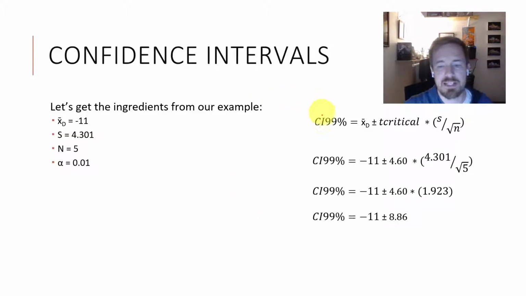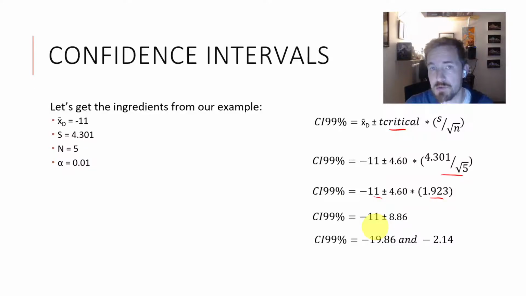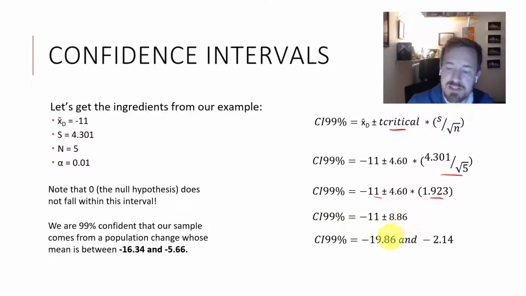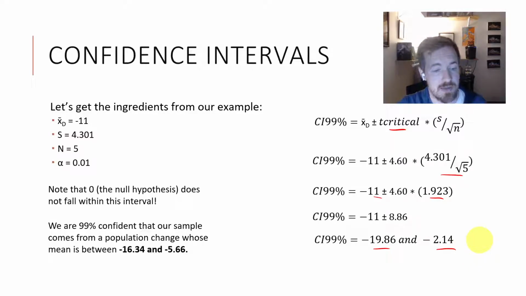So if we plug in the same values for the 99%, really the only thing that changes is the t-critical value, as you can see here, as these values stay the same and the mean difference stays the same. So now we are adding and subtracting 8.86 to negative 11. And even then, we can still reject the null. How do I know? Because 0 does not fall between these specific parameters. So we can reject the null. We can say that we are now 99% confident that our sample comes from a population change whose mean is between those values.